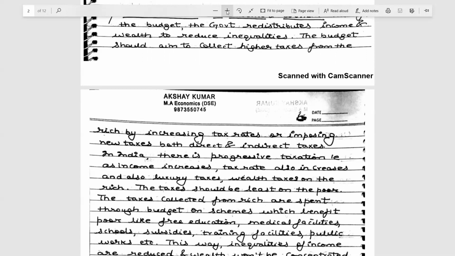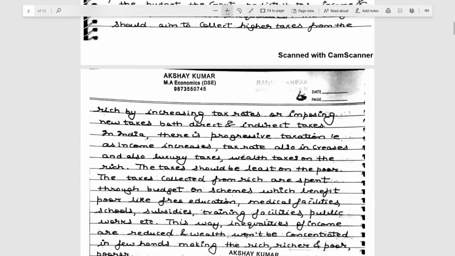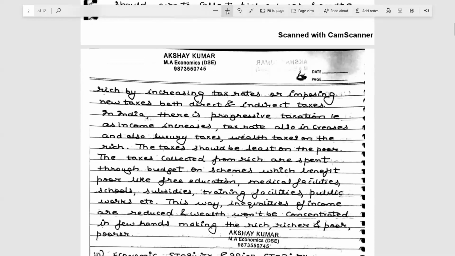Now you should know the taxation structure we have in India. In India there is progressive taxation. प्रोग्रेसिव टैक्सेशन का मतलब कि जैसे जैसे आपकी इनकम बढ़ेगी आपका टैक्स रेट भी बढ़ेगा। अगर आप इंडिया का टैक्स स्ट्रक्चर देखो तो जैसे जैसे आप हायर स्लैब में आते हो तो टैक्स रेट आपका बढ़ जाता है। दैट इज कॉल्ड प्रोग्रेसिव टैक्सेशन। As your income goes up, the tax you have to pay to the government also goes up. And luxury taxes, wealth taxes on the rich, these taxes should be the least on the poor.